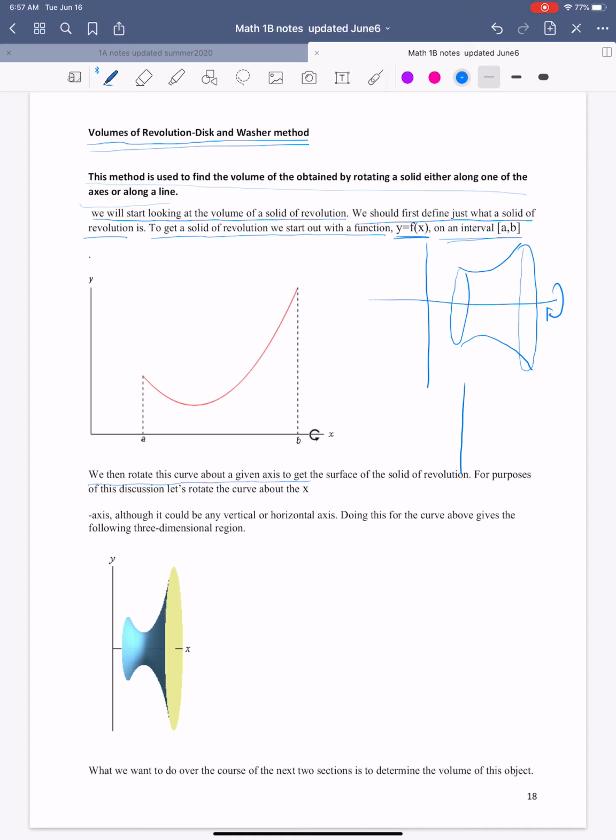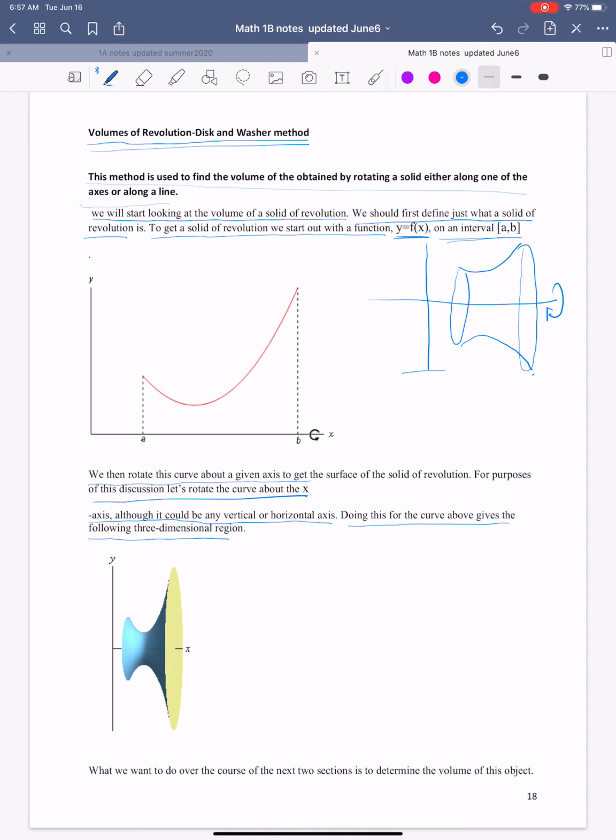On the other hand, if I rotated about the y-axis, it would look something like this, and I would have a solid of revolution like this. So that's just an example of what a solid of revolution is. The axis could be any vertical or horizontal line. Doing this for the curve above gives the following three-dimensional region.